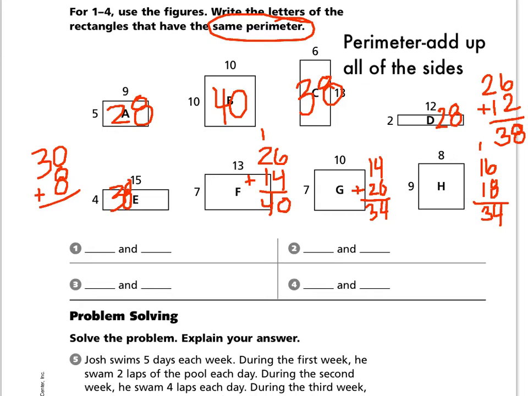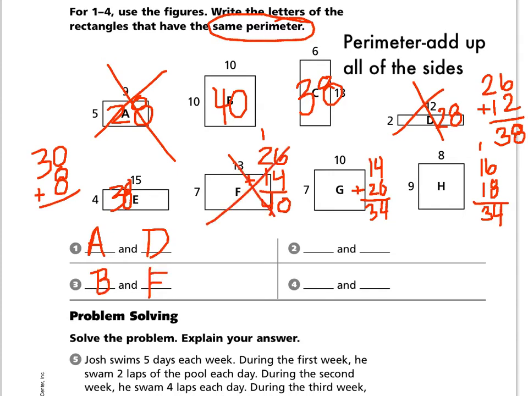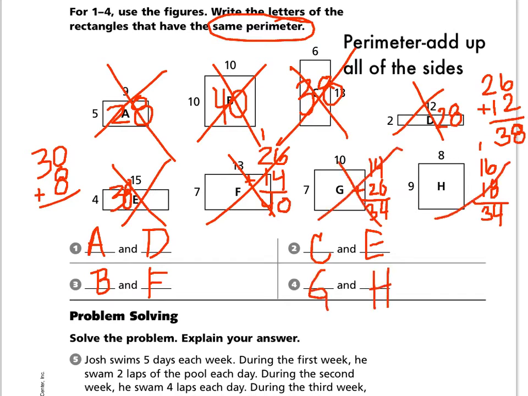So I can see that 28 and 28 would be A and D. 40 would be letter B and letter F. 38 would be letter C and letter E. And letter G and letter H would be 34. Make sure that you have all of your work.